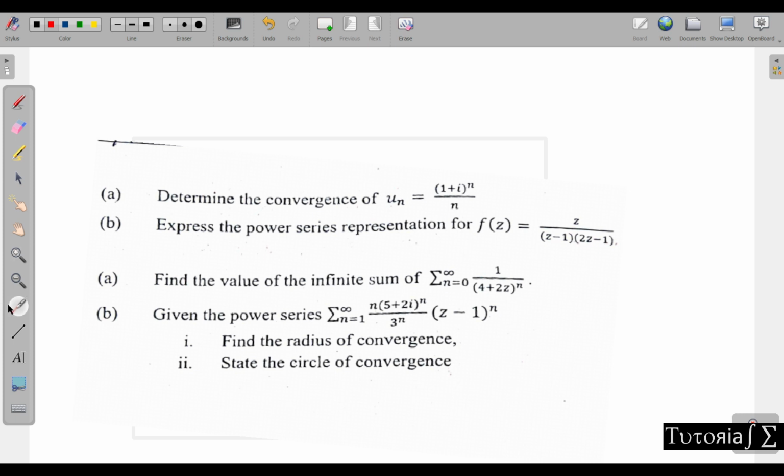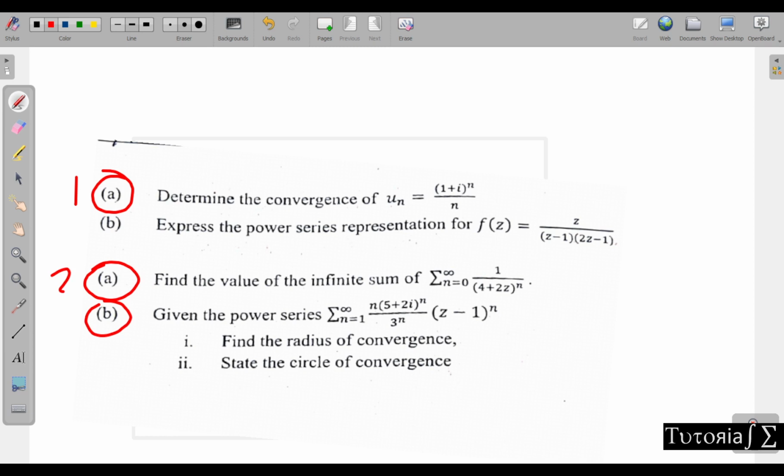Alright, so we'll be looking at sequences and series. Our focus will be question 1, this and that. This is 1A, 2A and 2B. So we are just going to be going direct. I'll be explaining.